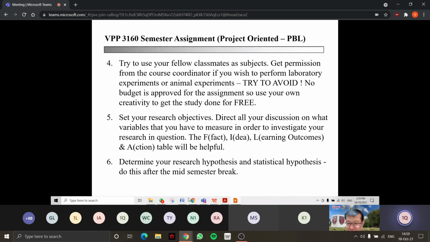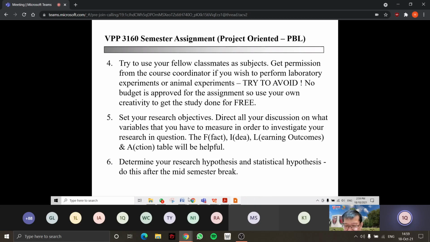Number 5, set your research objectives. Direct all your discussion on what variables you have to measure in order to investigate your research question. The fact, idea, learning outcomes, and action table will be helpful. This is actually a table from your PBL. Okay, PBL. I'm not mandating that everybody does this. No. But what I'm saying is that you need to set your research objectives, what you are trying to do. Okay, what you are trying to do. And once you have that, define your research hypothesis and statistical hypothesis, and do this after the mid-semester break.